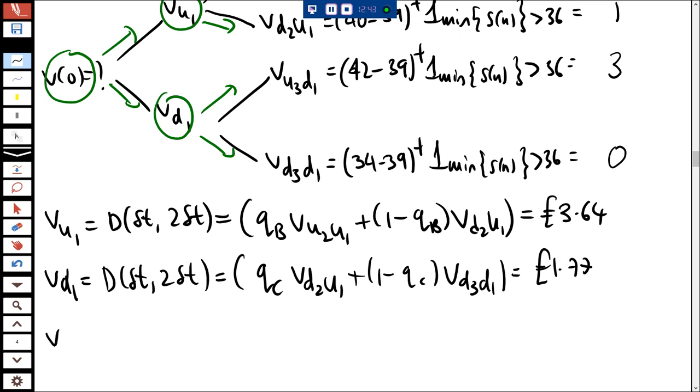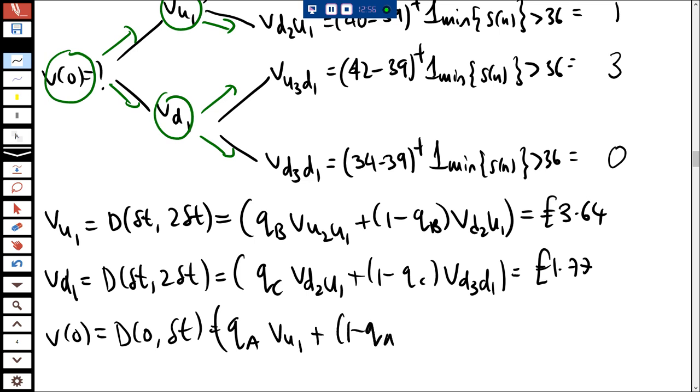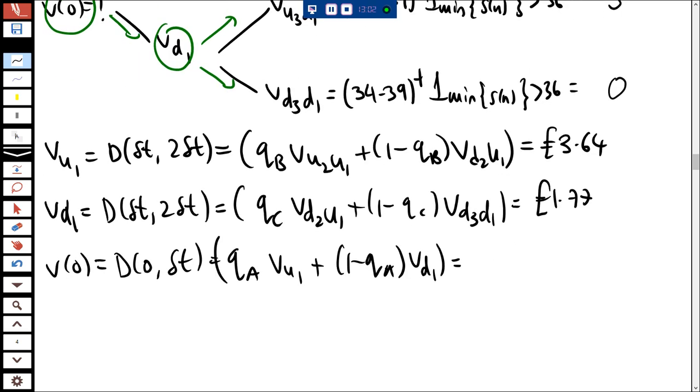And finally, at point A, we're going to use these two pieces of information to get the final answer. The initial value of the option, this was the question, is £2.86. And that completes question 1.